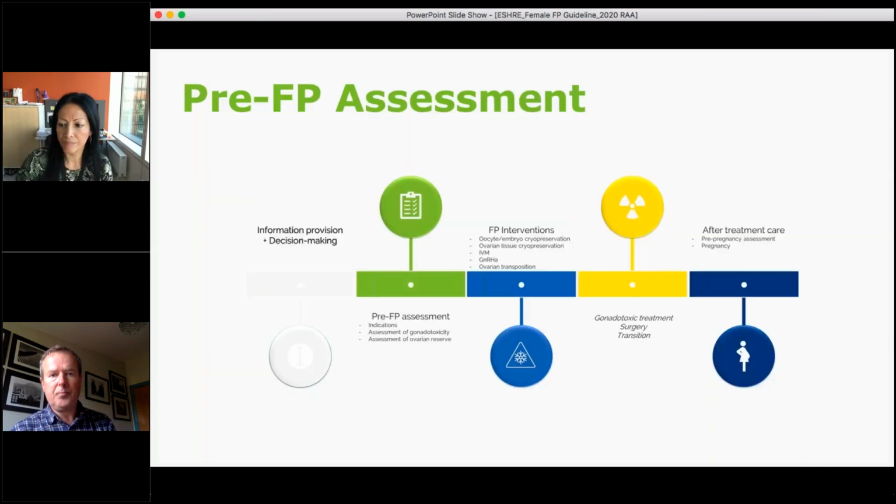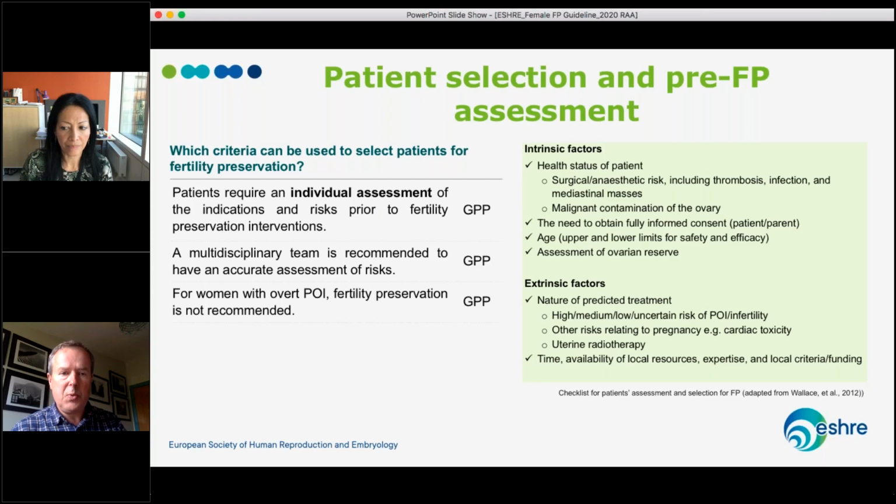What about assessment of the patient as to their essentially medical fitness for this and the risks that are associated with this? Well, obviously, this is going to require an individual assessment. Again, we highlighted the need for a multidisciplinary group approach to this. And we also felt that it was appropriate to specify that for women with actual overt premature ovarian insufficiency, unfortunately, fertility preservation is not going to be recommended. That ship has sailed, so to speak.